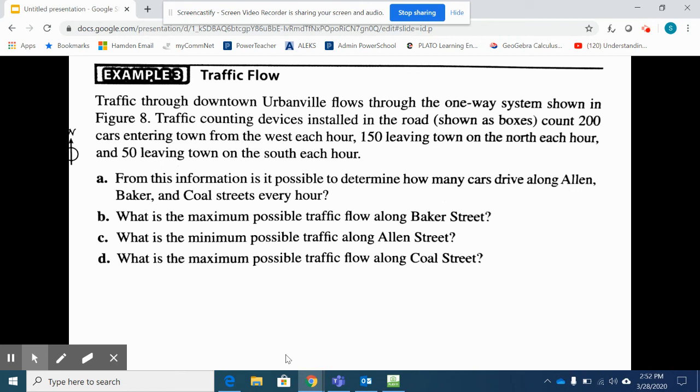All right, so traffic through downtown Urbanville flows through the one-way system shown in figure 8. I'm going to show it in the next slide. Traffic counting devices installed in the road, shown as boxes, you'll see that on the diagram. If you want to follow along, this is on page 295 in your book. The traffic counting devices count 200 cars entering town from the west each hour, 150 leaving town on the north each hour, and 50 leaving town on the south each hour.